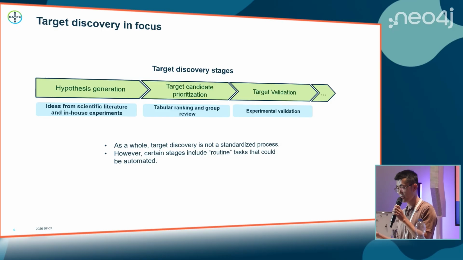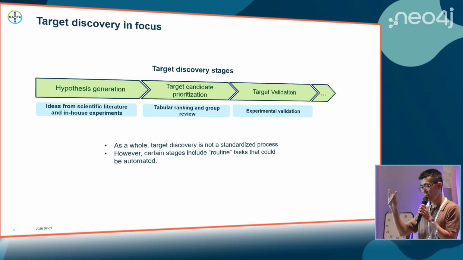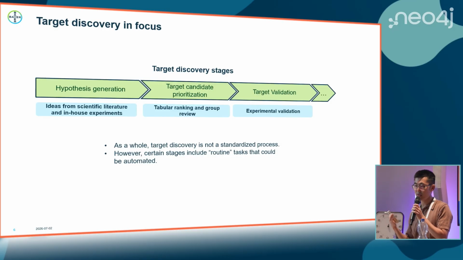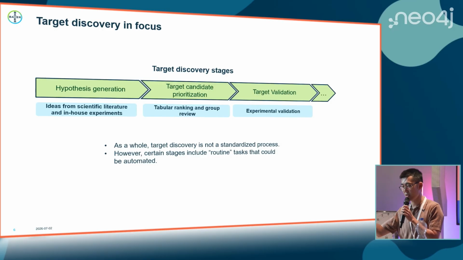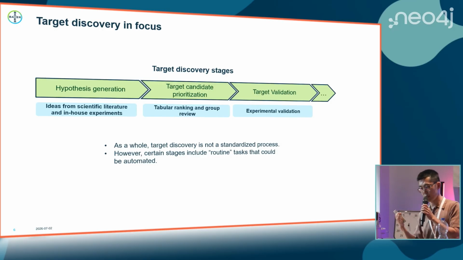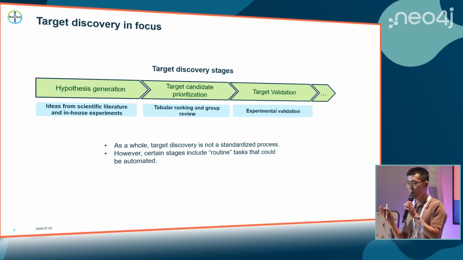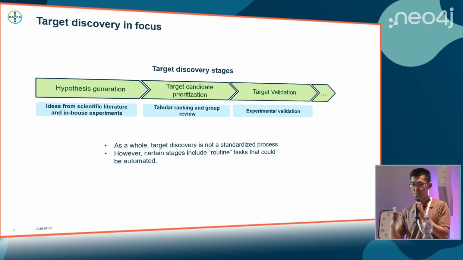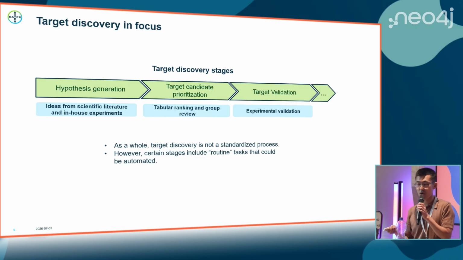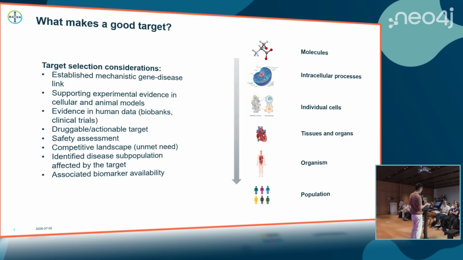validate these hypotheses. So as a whole, even though this is represented as a pipeline, target discovery is not a standardized process. It's not something that you can just put in a funnel and it goes as an assembly line. However, certain stages do include some routine tasks, so you can automate some of them to some extent.